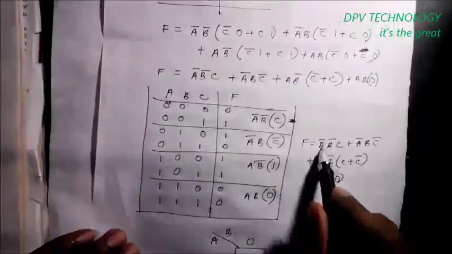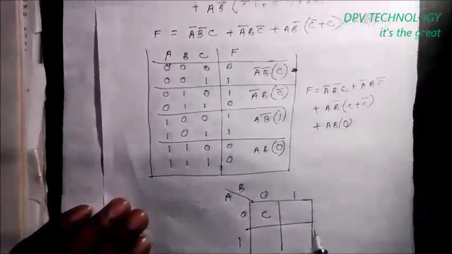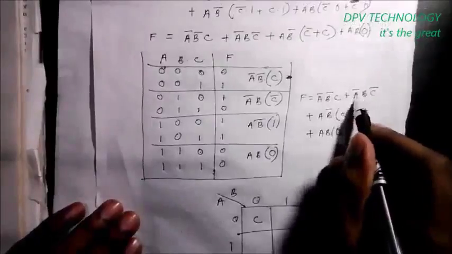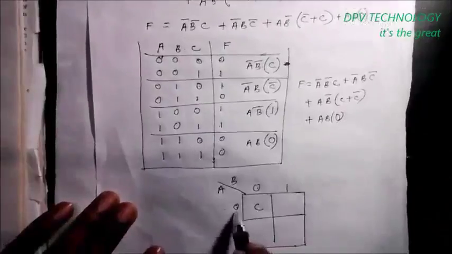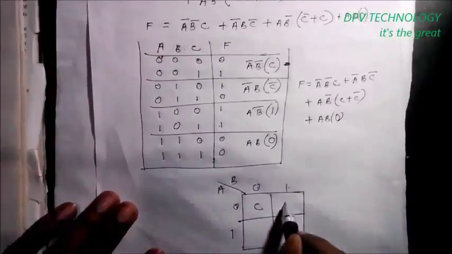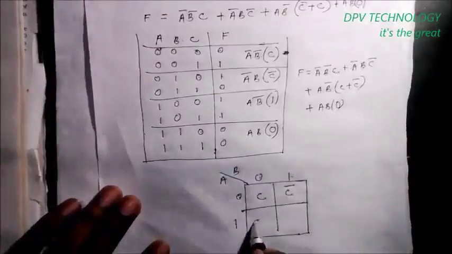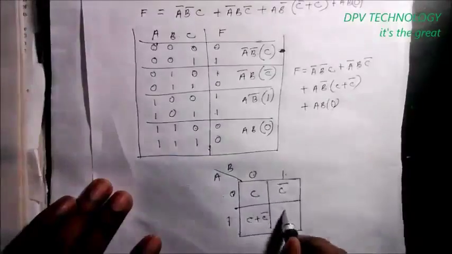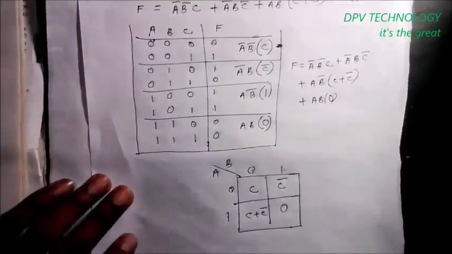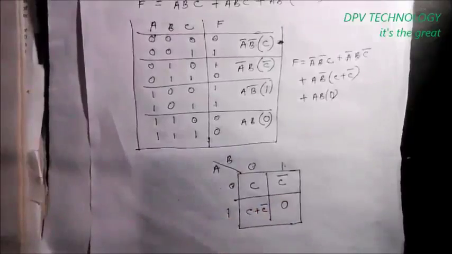Now here you see, when A bar B bar comes, then we have C. So here A bar B bar, put C. When A bar B comes, we have C bar. So A bar B, this box, put C bar. Then A B bar, this box, C or C bar. Then we have 0 here when A and B both come, so put 0 here. So we have completed this map. How to make this map, we have completed this step.